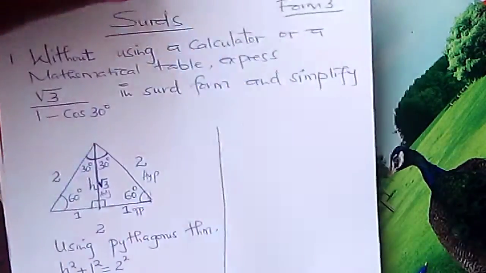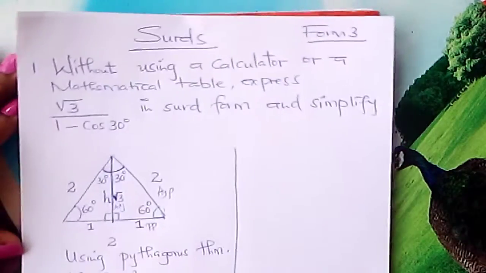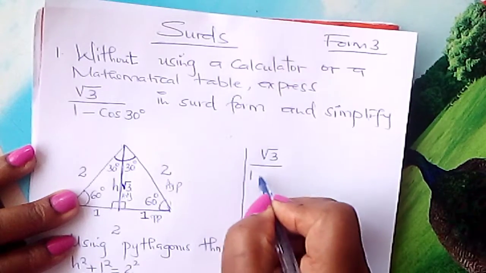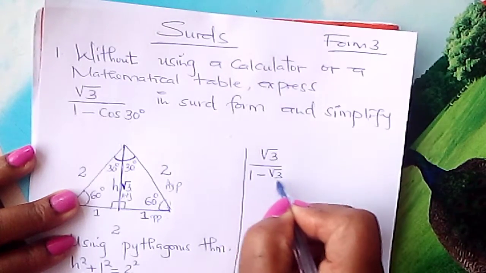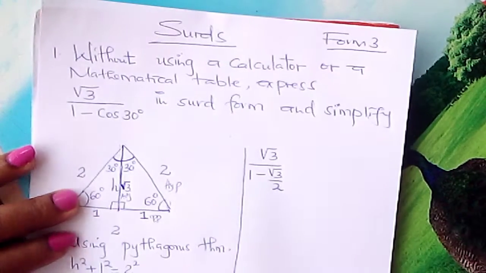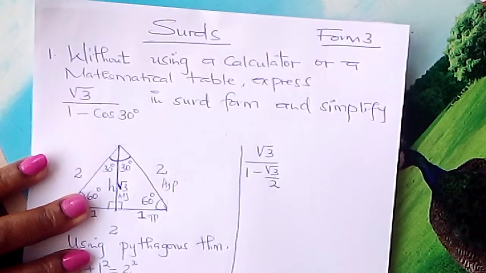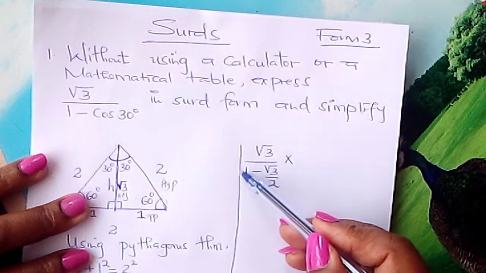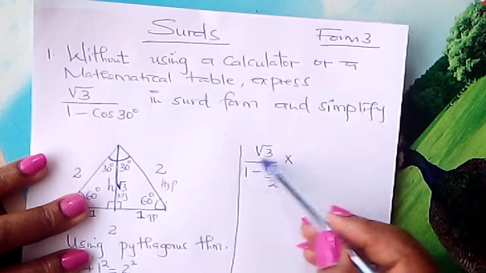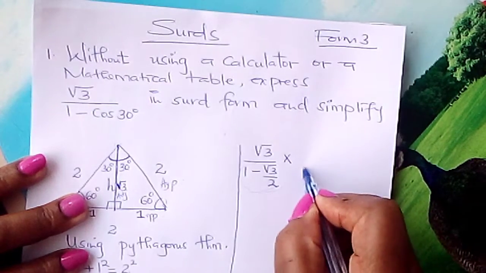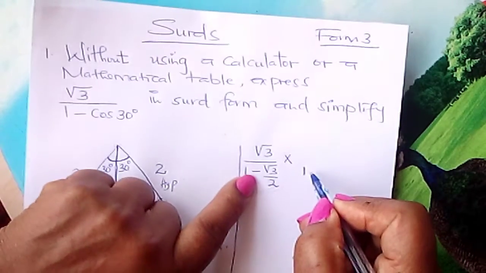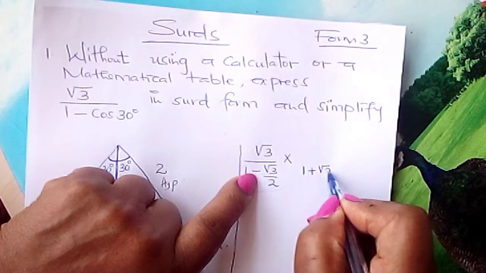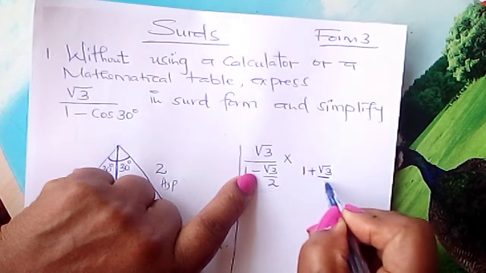So let me rewrite it. You have root 3 over 1 minus root 3 over 2. That is now what we have. Learner, we know that here we multiply the numerator and the denominator with the conjugate of the denominator. Conjugate means you write these figures, but now if you had negative, you put positive like this. This is what we call the conjugate.